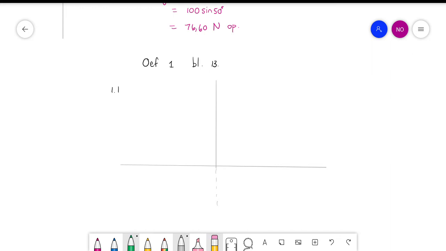So what you do then is you just fill in. It'll look something like this, with a 40-degree angle with the horizontal, and that is 550 Newton.